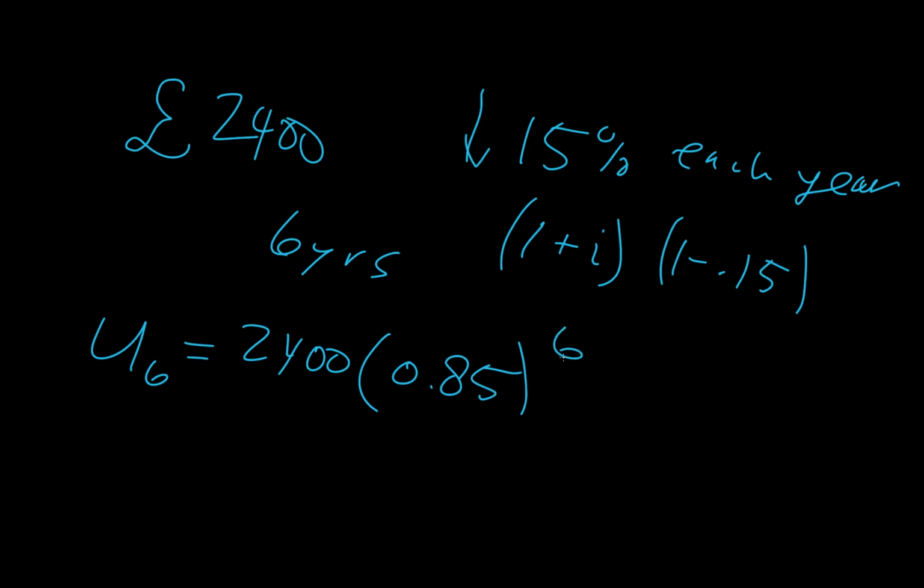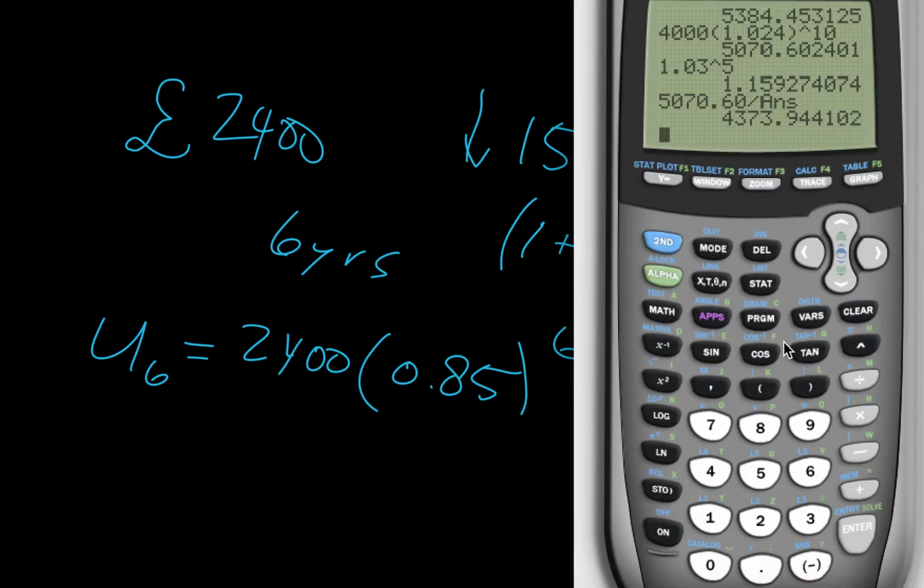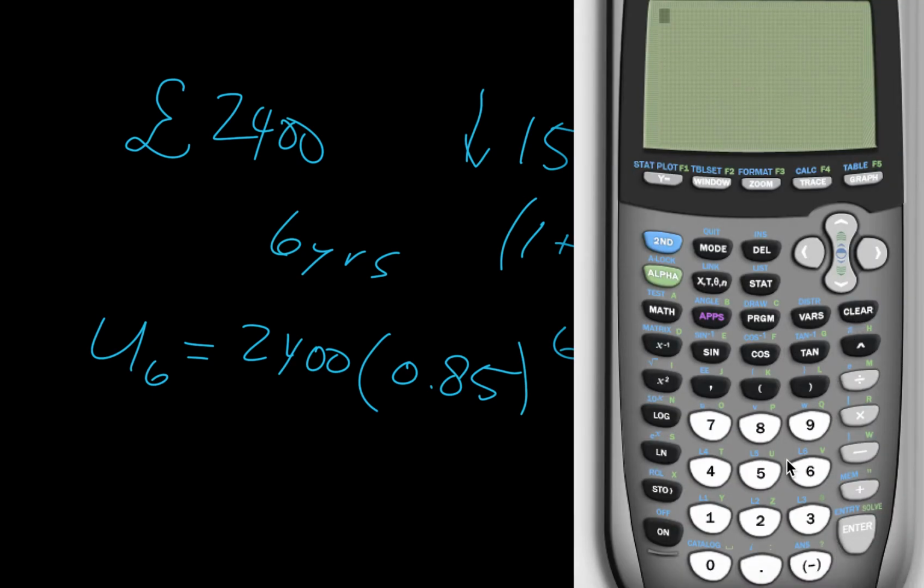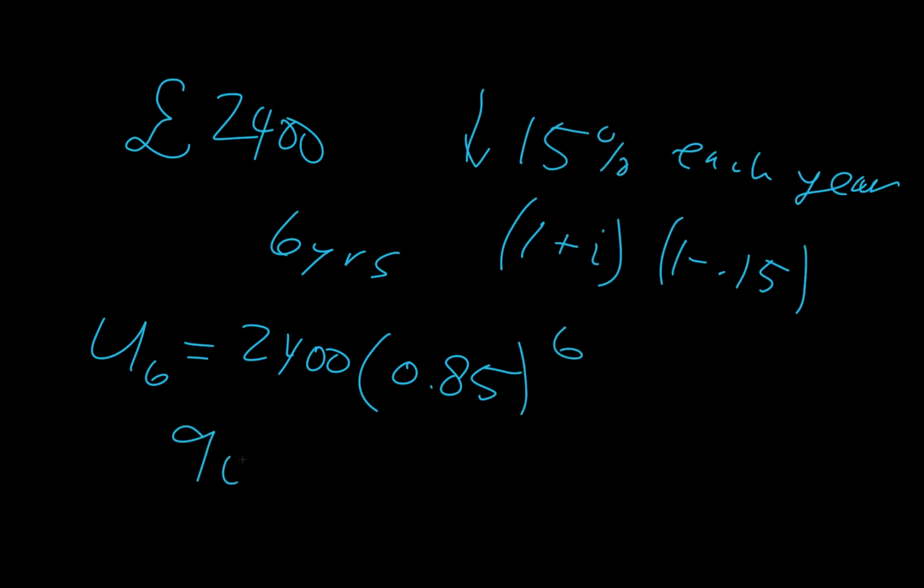We look at it for 6 years. So we take out our calculator, 2400, parenthesis, 0.85, parenthesis, raise that to the 6, and we get 905.16 pounds. So after 6 years, the value is that.